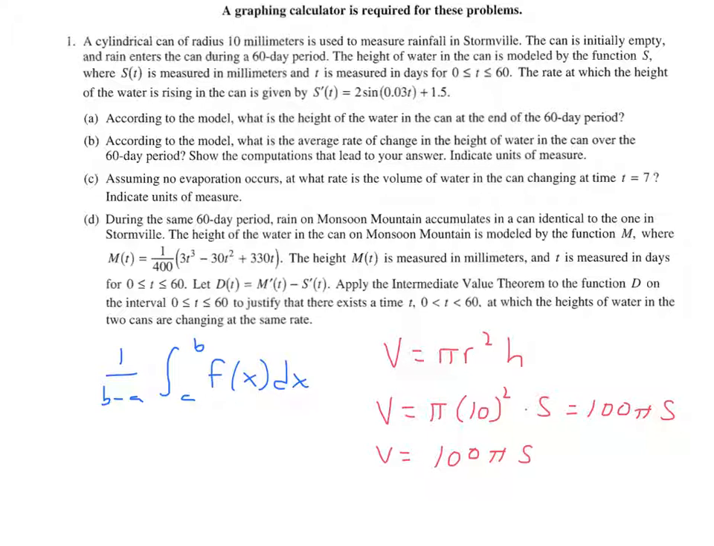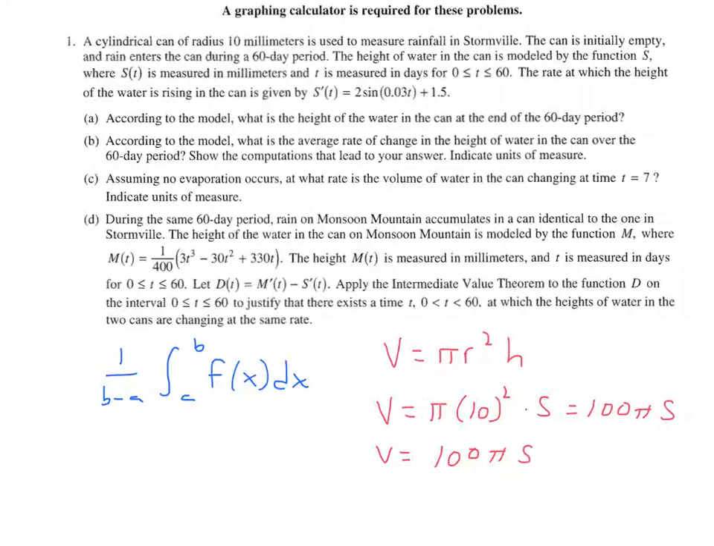rain on Monsoon Mountain accumulates in a can identical to the one in Stormville. The height of the water in the Monsoon can is modeled by the function m, where m is this function. The height m is measured in millimeters, t is measured in days, just the same as what we had. And what we have here, we're going to let d equal m prime minus s prime. Well, you already know what s prime is. You're given s prime. You're told m, so you're going to have to find m prime.